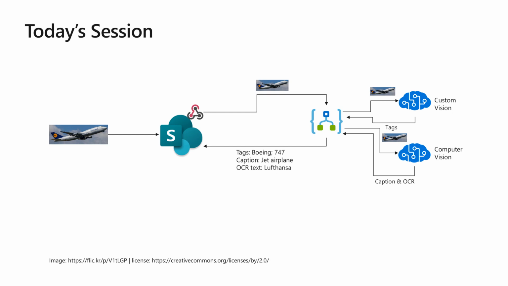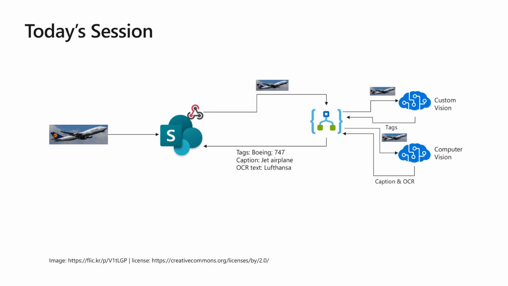The first API we'll use is the Custom Vision API. This is a custom classifier that I've pre-built to recognize one of two different aircraft types, and it will return tags based on the image that's sent to it if it thinks it recognizes what the contents of the image are.